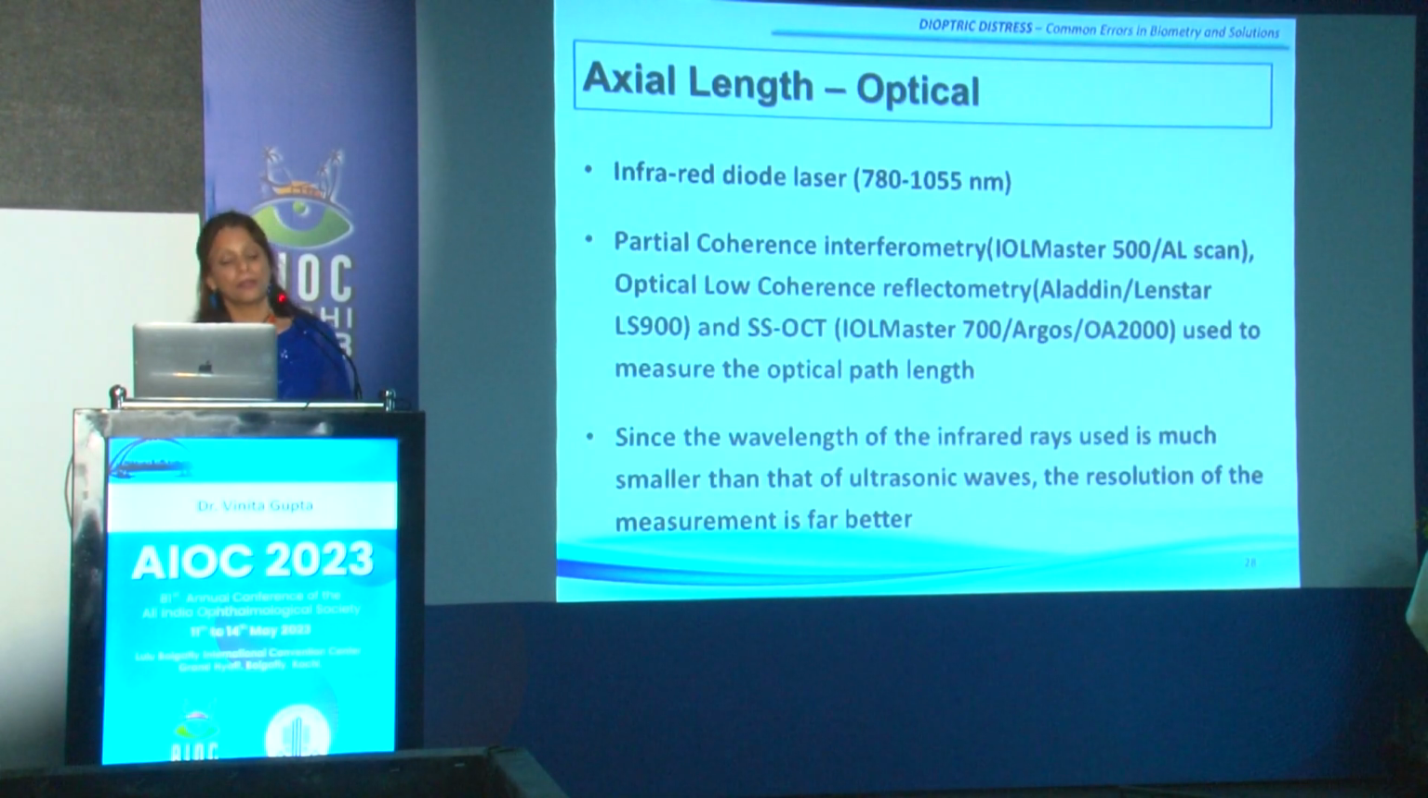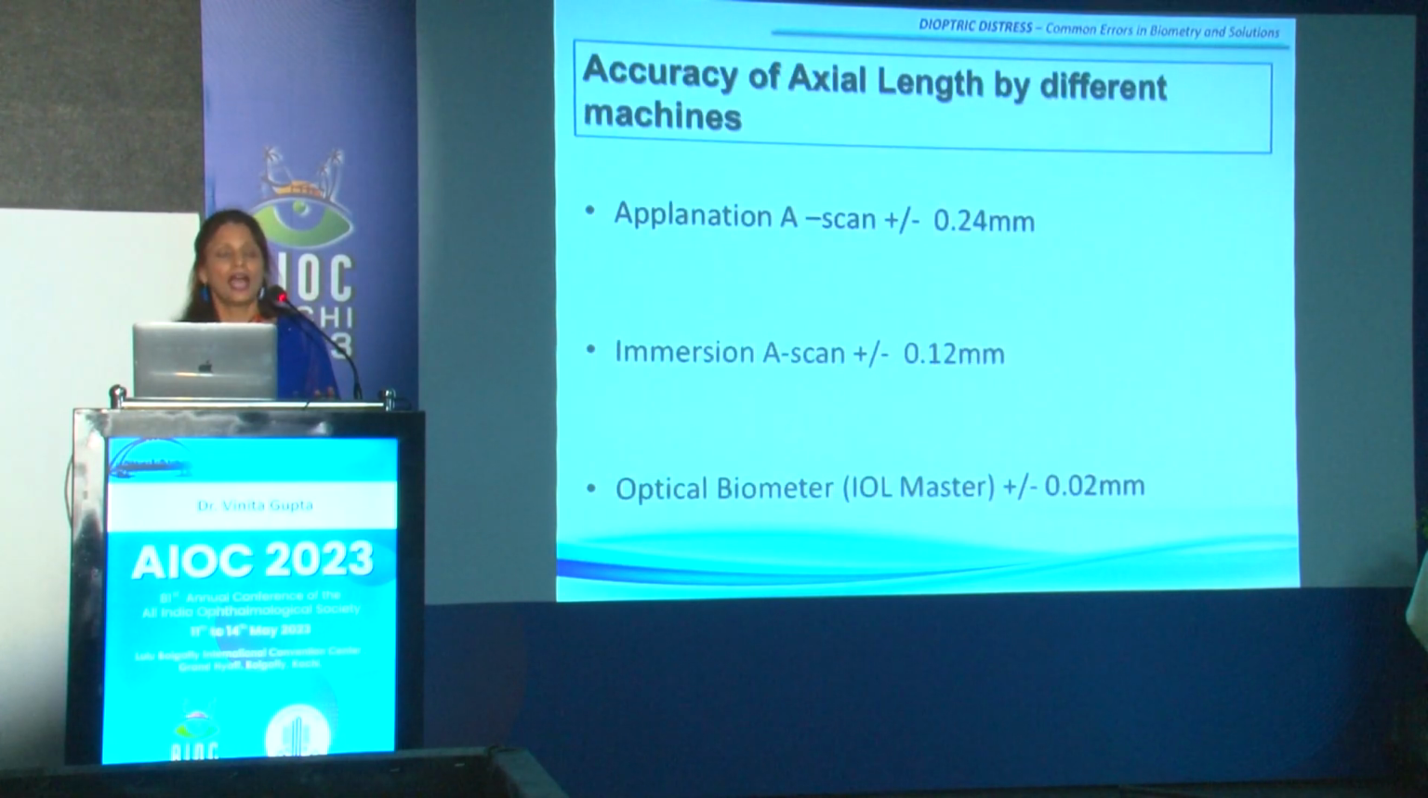Now, next is your optical biometers, basically, which are using infrared diode lasers, which are based on various principles. We have PCI based, we have OLCR based, we have swept source OCT based. Various optical biometer machines are available to us. The basic thing in these machines is the resolution is far much better because of the wavelength which we are using, that is the infrared rays. And so if you look at the accuracy, obviously with the A scan, it is somewhere between 0.12 to 0.24, which is markedly improved with using an optical biometer.